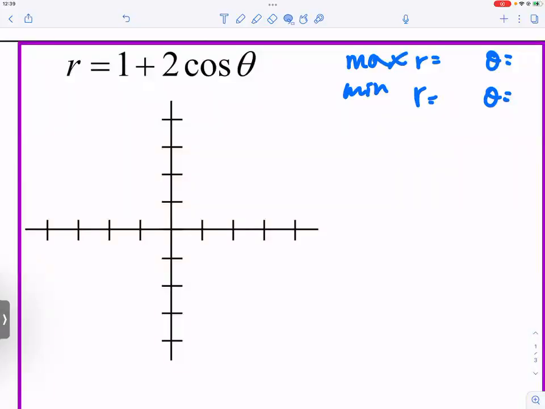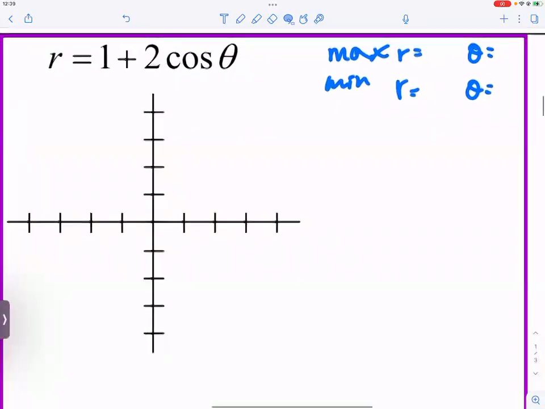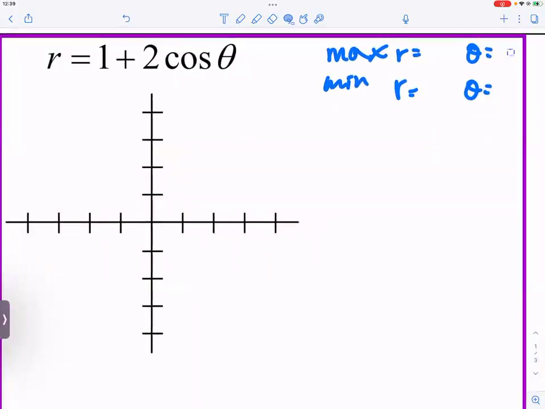So next up for this one, you have the maximum R value, just like the previous one, and that is when theta is equal to 0. So the maximum R value would be 3. So that would be here. And now, what is the minimum R value here?